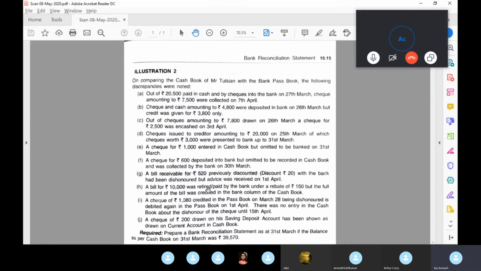So bill for 10,000 was retired, paid by the bank under a rebate of 150. But the full amount of the bill was credited in the bank column of the cash book. So what does this mean? I have a bill for 10,000, right? I'm receiving only 9,850 from the bank, right? They're taking a discount of 150. But I acted as if I received the entire 10,000 from the bank and debited my bank book with 10,000.